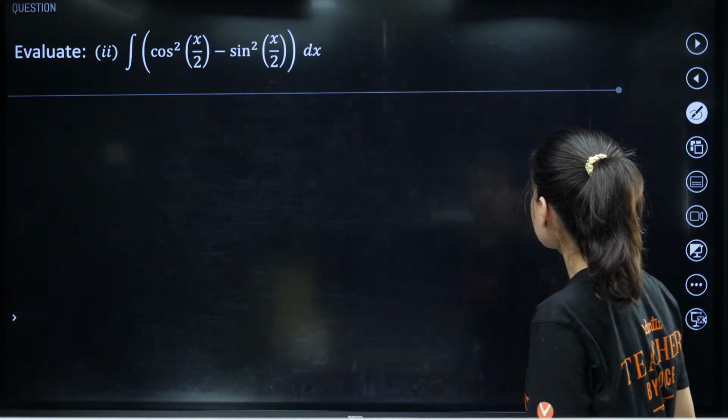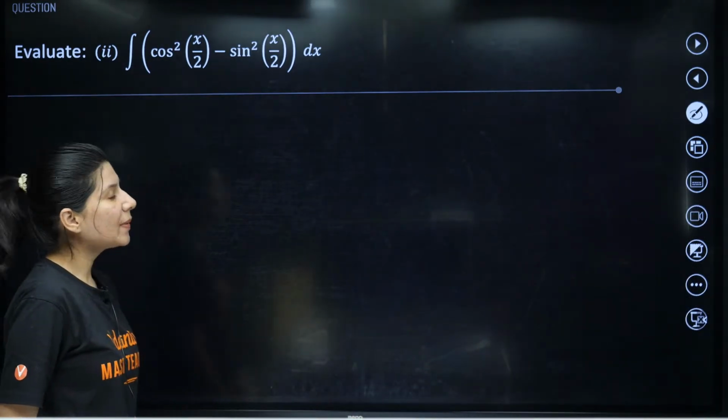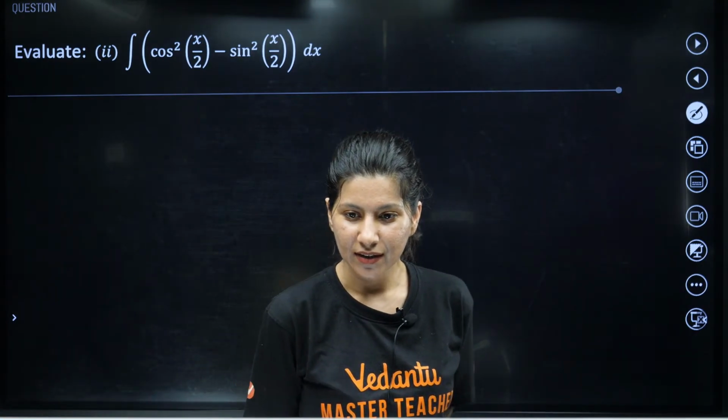All right. Cool. Now let me know the answer of this problem: cos square x by 2 minus sin square x by 2.